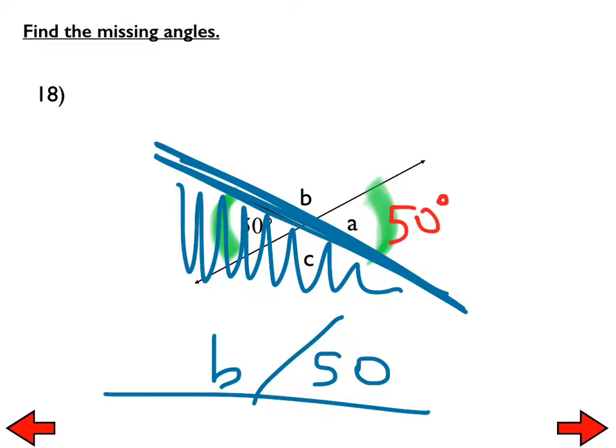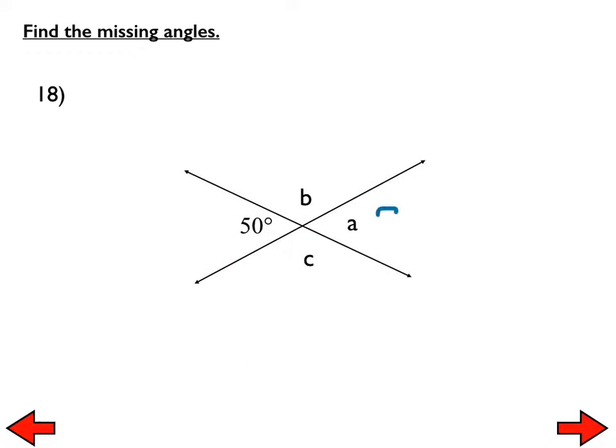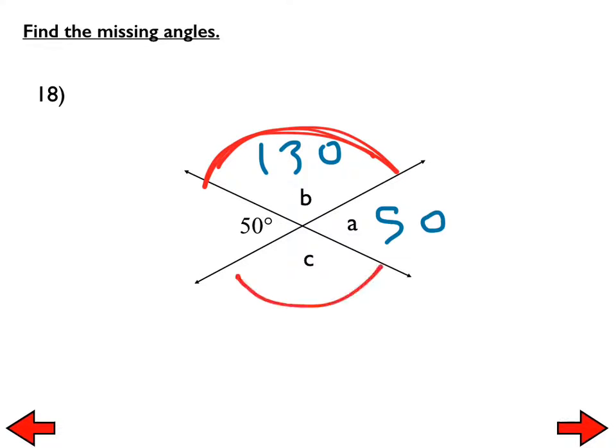If it's a straight line, how many degrees is that whole thing? 180. Part of it's 50. What's the other part? What's B going to have to be? 130. So we said this was 50. This is 130. Now 130 is vertical to C, which means C has to be how many degrees? 130.